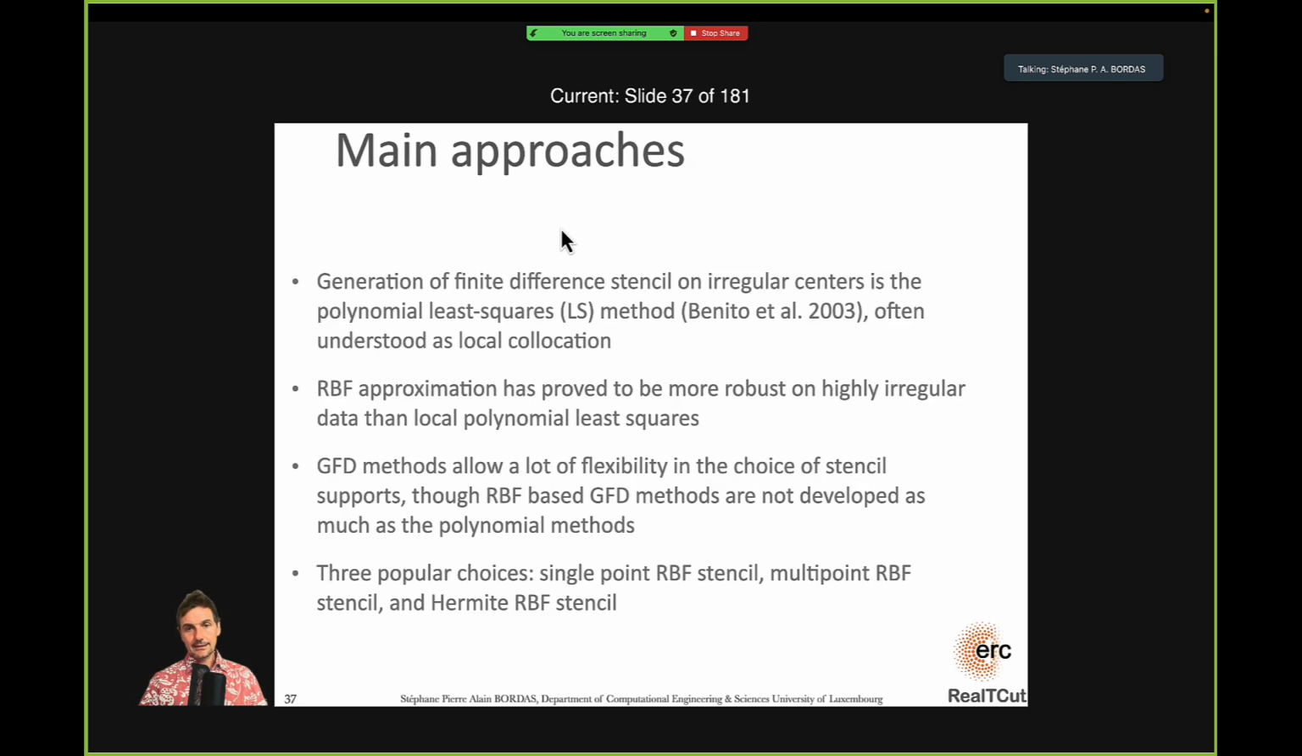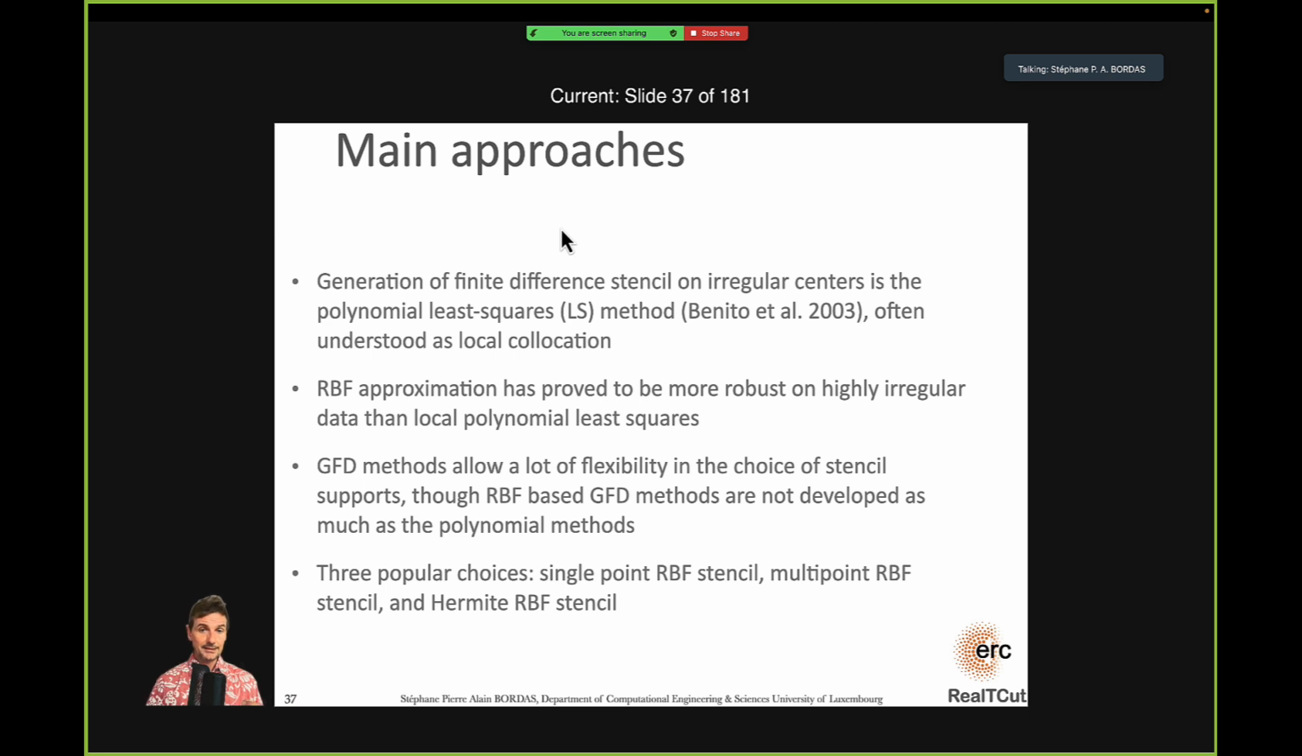Okay, and then there are some mathematical results about this, but needless to say, having a mathematical approach to point collocation methods is extremely difficult. So there are different approaches. The first one is to have a finite difference stencil on irregular centers, and to use a polynomial least squares method, for example, Benito. And this is known as local collocation.